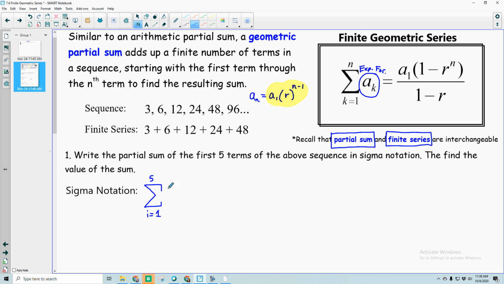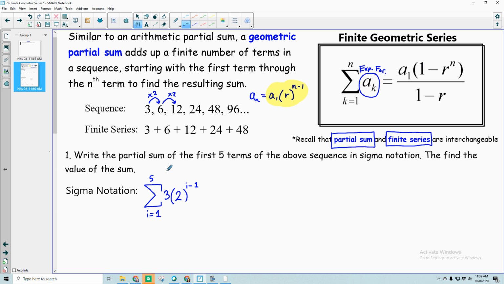So in a sequence, the first term is 3. What's the common ratio? Well, to get from one term to the next, it looks like the only thing that we're doing is multiplying by 2. So that is our common ratio, positive 2. And then the last thing is, the letter that I'm using here, n, just has to be the same letter as what I'm using for the index. So I have to change this n to an i. So this is to the power of i minus 1.